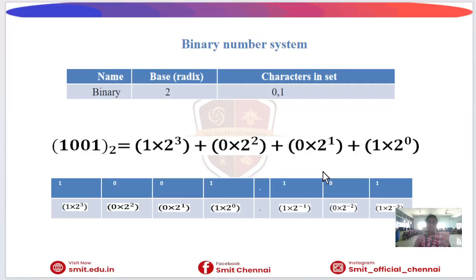Each position in a binary number has a weight that is a power of 2. Take the binary number 1001.101: 1 in the place of ones, 0 in twos, 0 in fours, and 1 in eights. After the decimal point, 101 means 1 into 2 to the power of minus 1, 0 into 2 to the power of minus 2, and 1 into 2 to the power of minus 3. A bit is a binary digit. A group of 4 bits is a nibble, and a group of 8 bits is a byte.